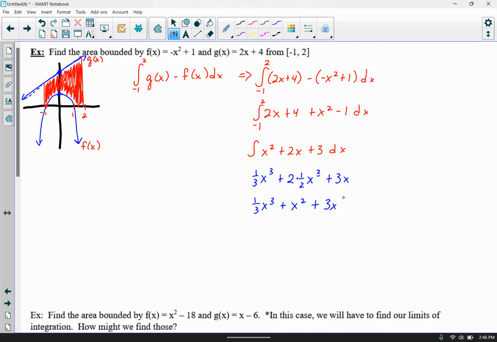And now from here, I've got it cleaned up, so I'm going to go from -1 to +2. So I will plug in my upper bound first. Everywhere I see an x, I'm going to plug in 2 first. So I have 1/3 times 2 cubed plus 2 squared plus 3 times 2. Upper bound minus your lower bound. Everywhere I'll go back to my function now. Everywhere I see an x, I'll plug in -1.